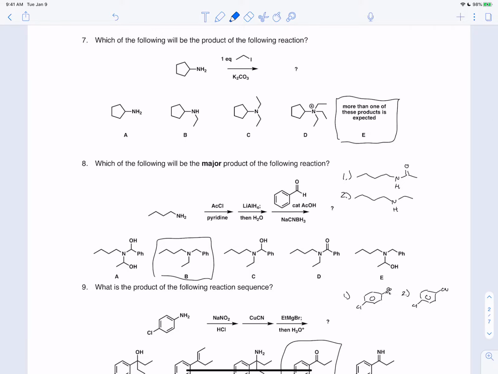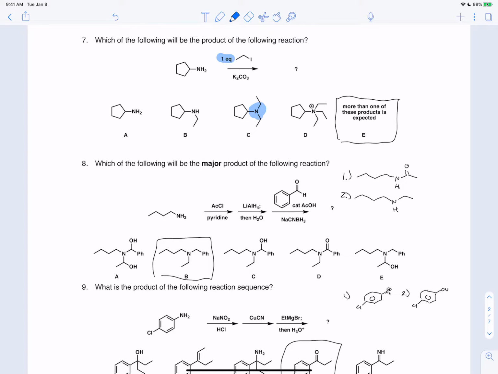Seven is very similar to one of the problems we had on our problem set, only now we have a different constraint. We only have 1 equivalent of the alkyl halide. This is exactly one of the situations why we don't try to do this reaction between a primary amine and an alkyl halide to try to generate something like a secondary amine.